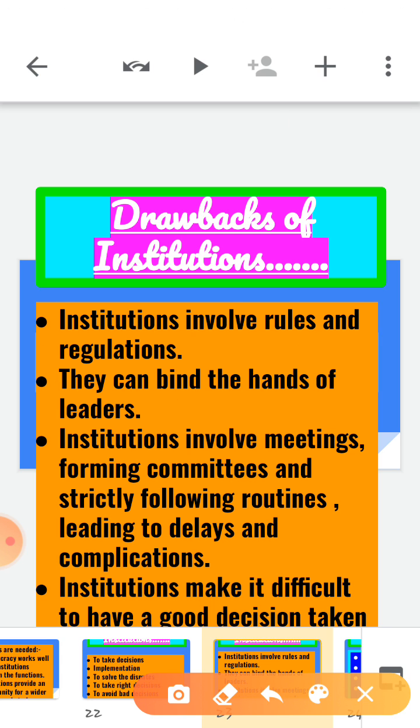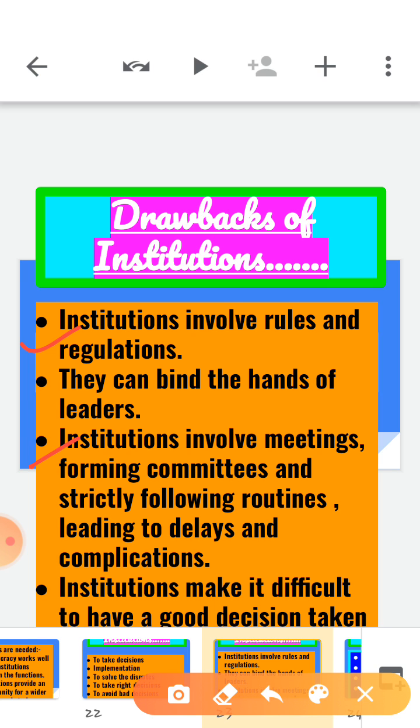Now, drawbacks of institutions. Basically, children, working with institutions is not easy. Why? Institutions involve rules and regulations. They can bind the hands of leaders. Institutions involve meetings, committees, and routines, and this often leads to delays and complications. Therefore, dealing with institutions can be frustrating. One might feel that it is much better to have one person take all decisions without any rules, procedures, and meetings. But that is not the spirit of democracy, right?